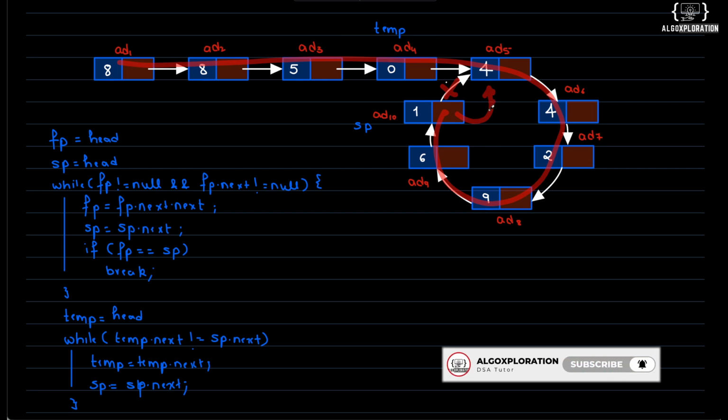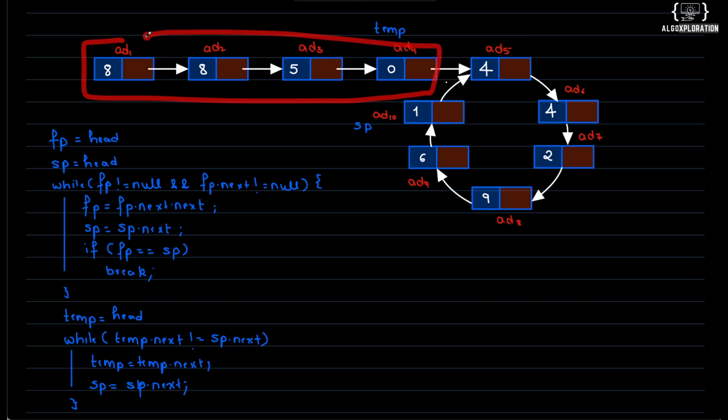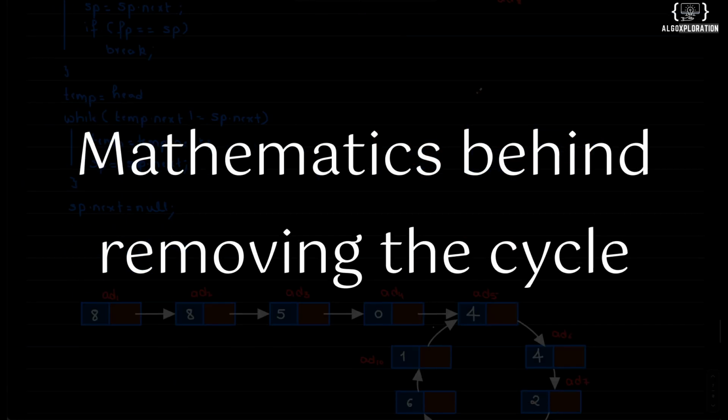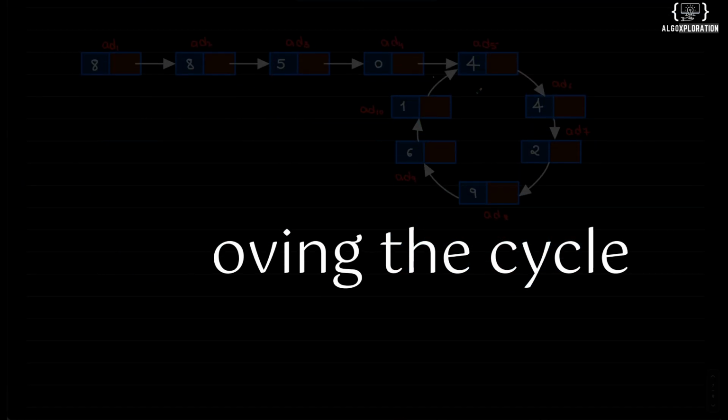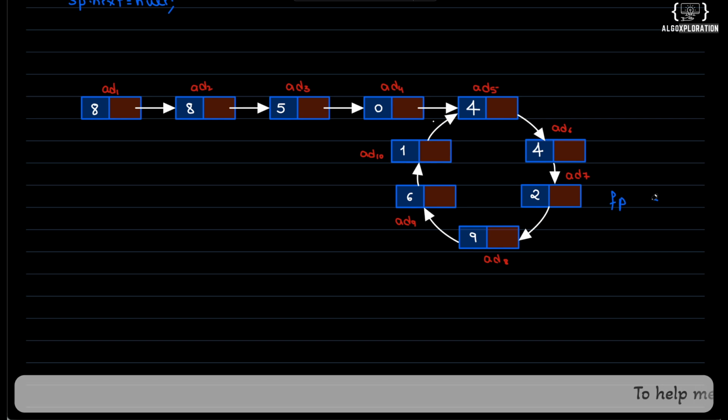Now the question arises: how is this happening? How is the number of nodes before the starting point equal to the number of nodes after the meeting point? See, I will be taking the same example. Over here we got to know the meeting point was address 7. So the fast pointer was pointing to address 7 and the slow pointer is also pointing to address 7.